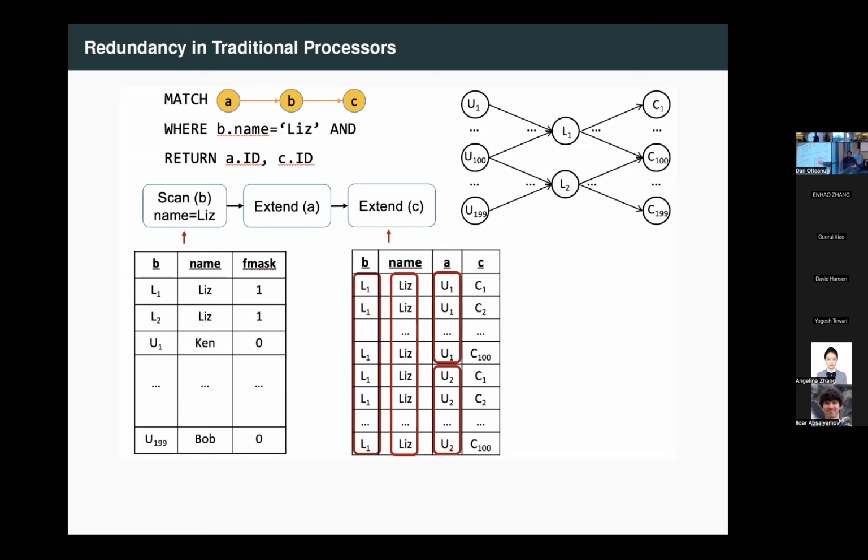So these are the only nodes for B. Now, I have to extend A and extend C. What does it mean? It means that from that B, I have to go and find all the A's for every B, and then for every B and A, I have to go and find the C's. So what happens effectively is exactly the behavior we've seen before, with the number of neighbors being 100. Namely, for L1, Liz, you have 100 A's, but for each A, which is U1 here, you have 100 C's. And similarly for L2, Liz, you have for U2 again 100, and so on and so forth. So you get this blow up.